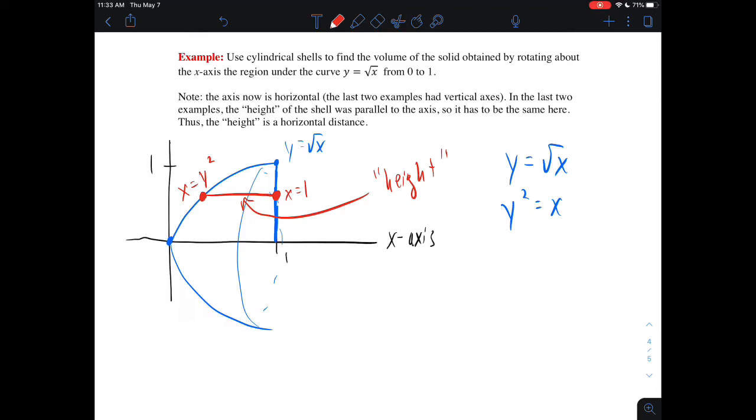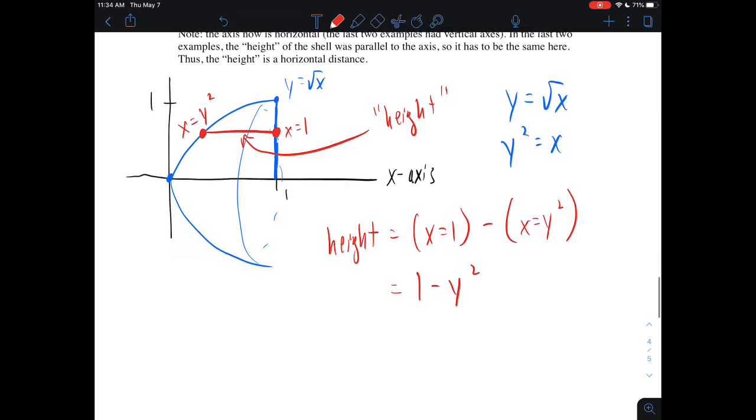So our height would be the x value that's on the right, which is x equal 1, minus the x value that's on the left, which is x equal y squared. So in fact, if I'm subtracting those two x values, this just turns into 1 minus y squared. Notice we used right minus left to figure out the height.